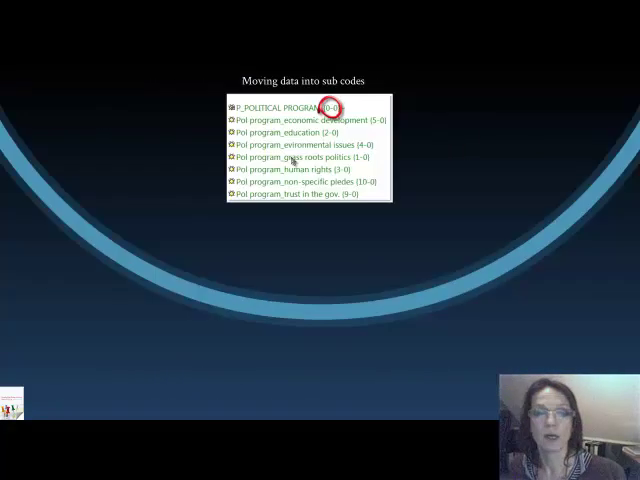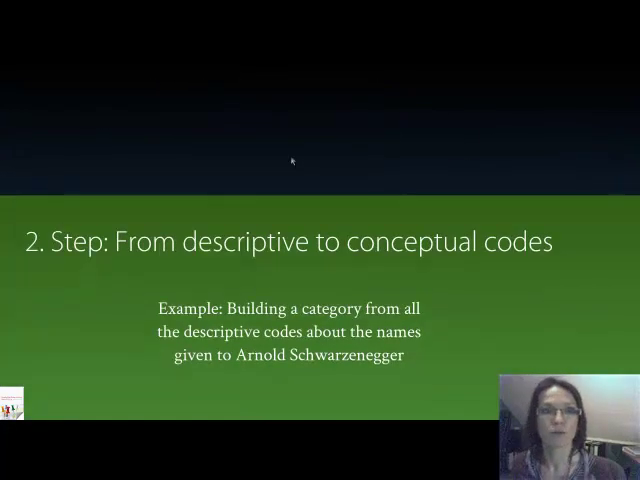So let's look at it the other way around. If you code very close to the data, so these are not codes yet, these are more descriptive labels. They are called codes in the software because the software only has one name for it, but think of them as descriptive labels, and now we have to move them or turn them into something that I call methodological codes. And the examples that we're going to use here are some codes about the various ways Arnold Schwarzenegger has been named.